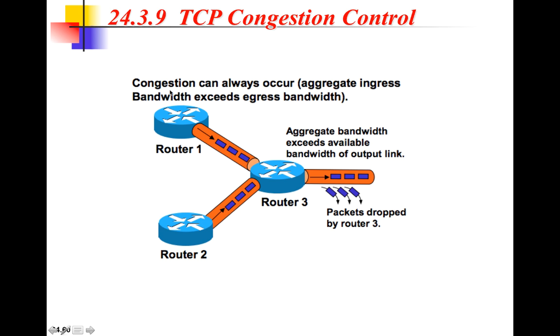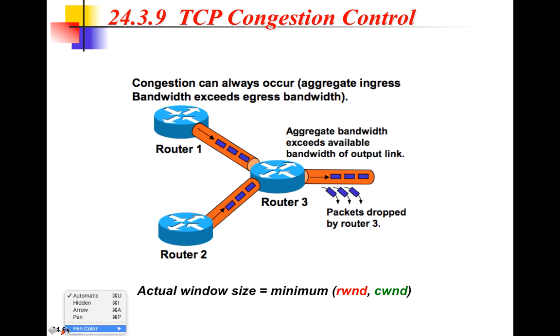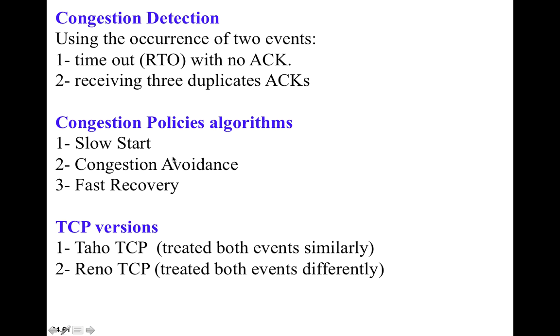So this is what it's explaining. We have router 1 and router 2 packets arriving, but router 3 cannot accommodate all these packets. There is congestion and it starts dropping the packets. So we have to avoid this situation. The actual window size is the minimum of the received window and the congestion window. So congestion control occurs in TCP.